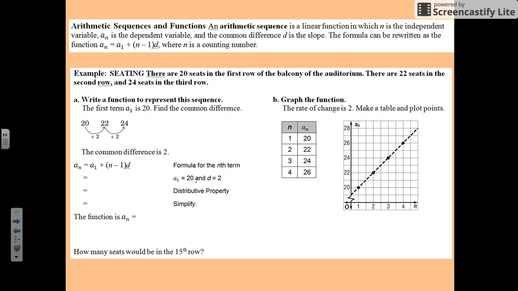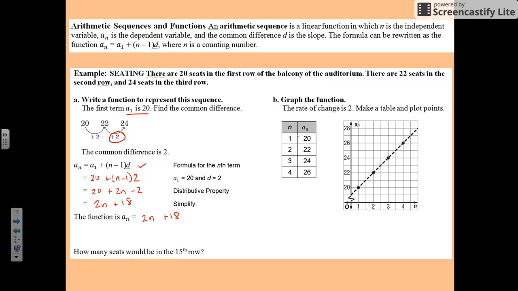Here's just more of a real life scenario. If we have 20 seats in the first row of the balcony of the auditorium, and there are 22 seats in the second row and 24 seats in the third row. Our first term is 20. Our common difference is 2. We start with the formula, substitute in what we know, multiply it by our common difference of 2, distribute, and simplify. So to find the nth term, we would use 2n plus 18.